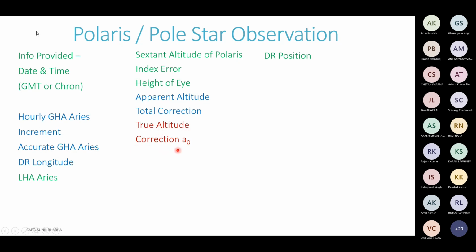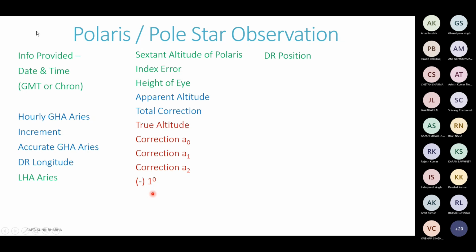The first correction which we obtained was correction A0, second correction was A1, and the third correction was A2. Now all these three corrections are positive corrections. They are to be added up. So all are positive, all are to be added up to the true altitude. And after adding all these corrections, we have to subtract 1 degree. So true altitude plus correction A0 plus correction A1 plus correction A2 minus 1 degree.